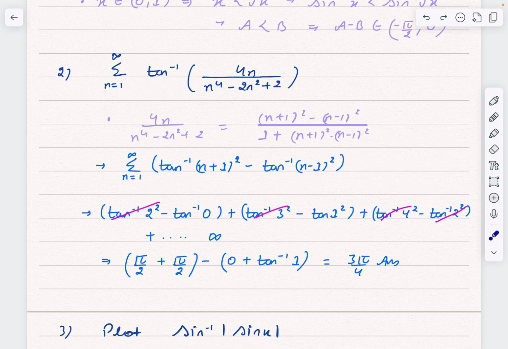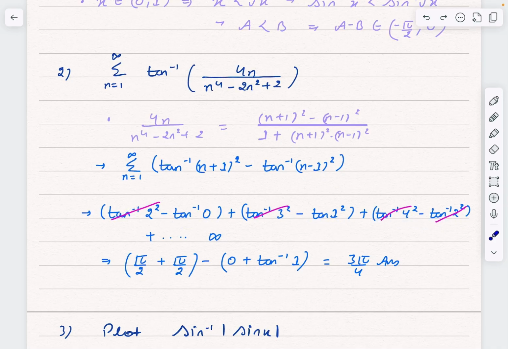You see here, if I put n as 1, you get tan inverse 2 square minus tan inverse 0. Put n as 2, we get tan inverse 3 square minus tan inverse 1 square. Put n as 3, we get tan inverse 4 square minus tan inverse 2 square. You will see that tan inverse 2 square will get cancelled out with the term in the third bracket. So nothing cancels tan inverse 0, nothing cancels tan inverse 1 square. Terms start to cancel out from the third bracket.